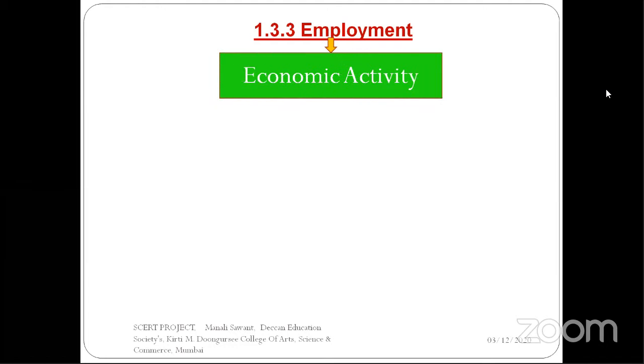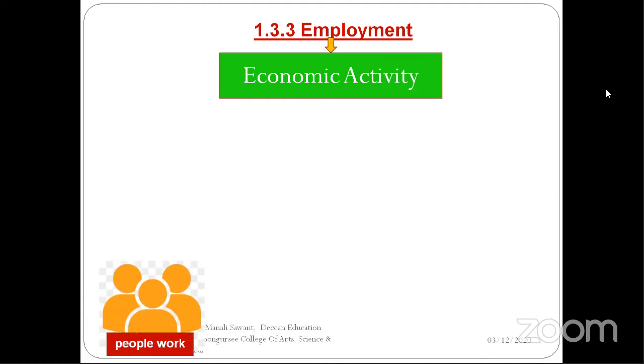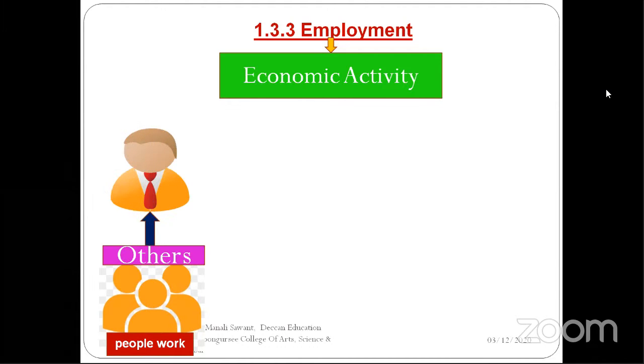Now here, employment is which type of activity? It is an economic activity, because a person who is doing the job is earning his wages or salary. So obviously, employment is an economic activity. Now in the picture, if you see, there is a group of people. What are this group of people doing? They are working. Working for whom? Working for others. That other, we can call him boss, or another person. So there is a group of people who are working for others.